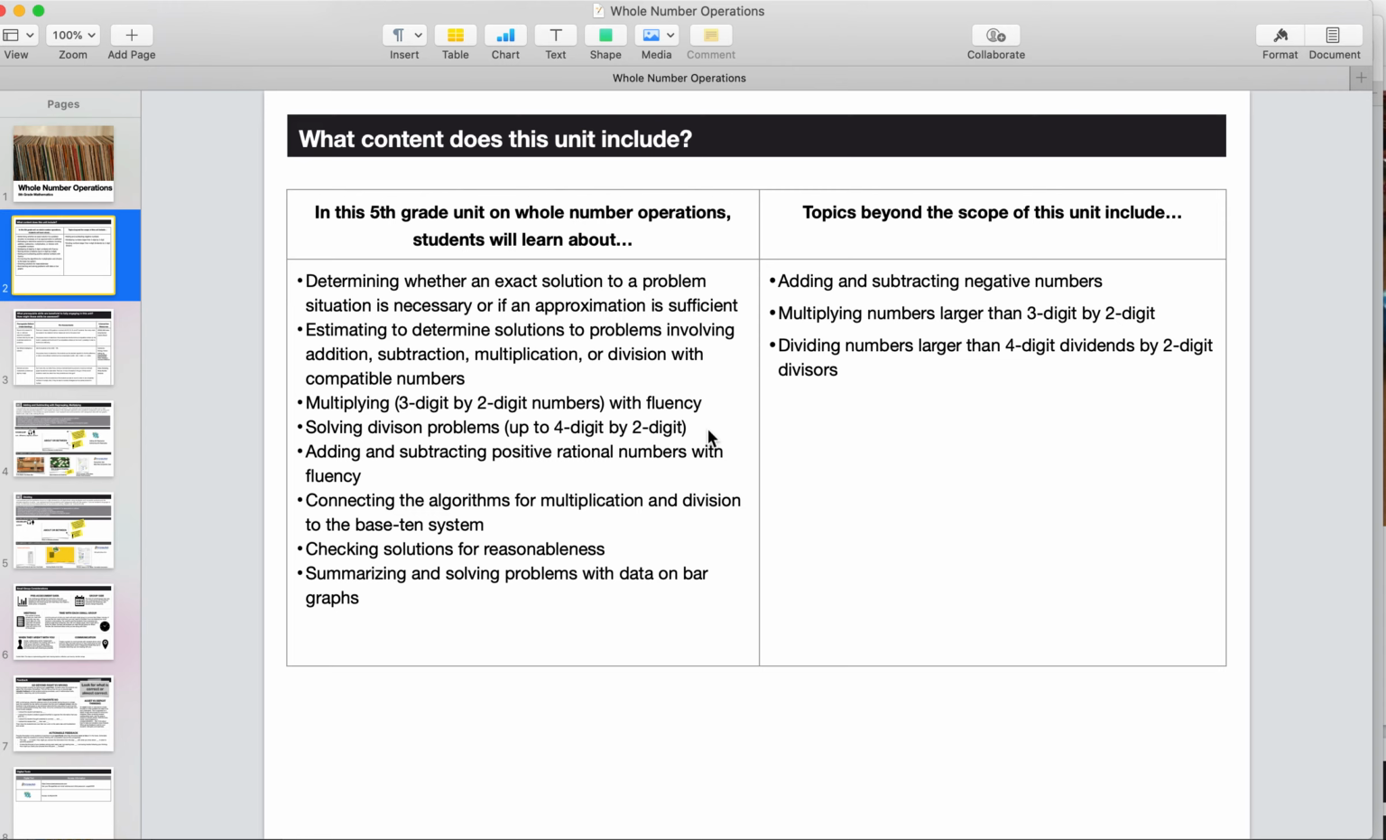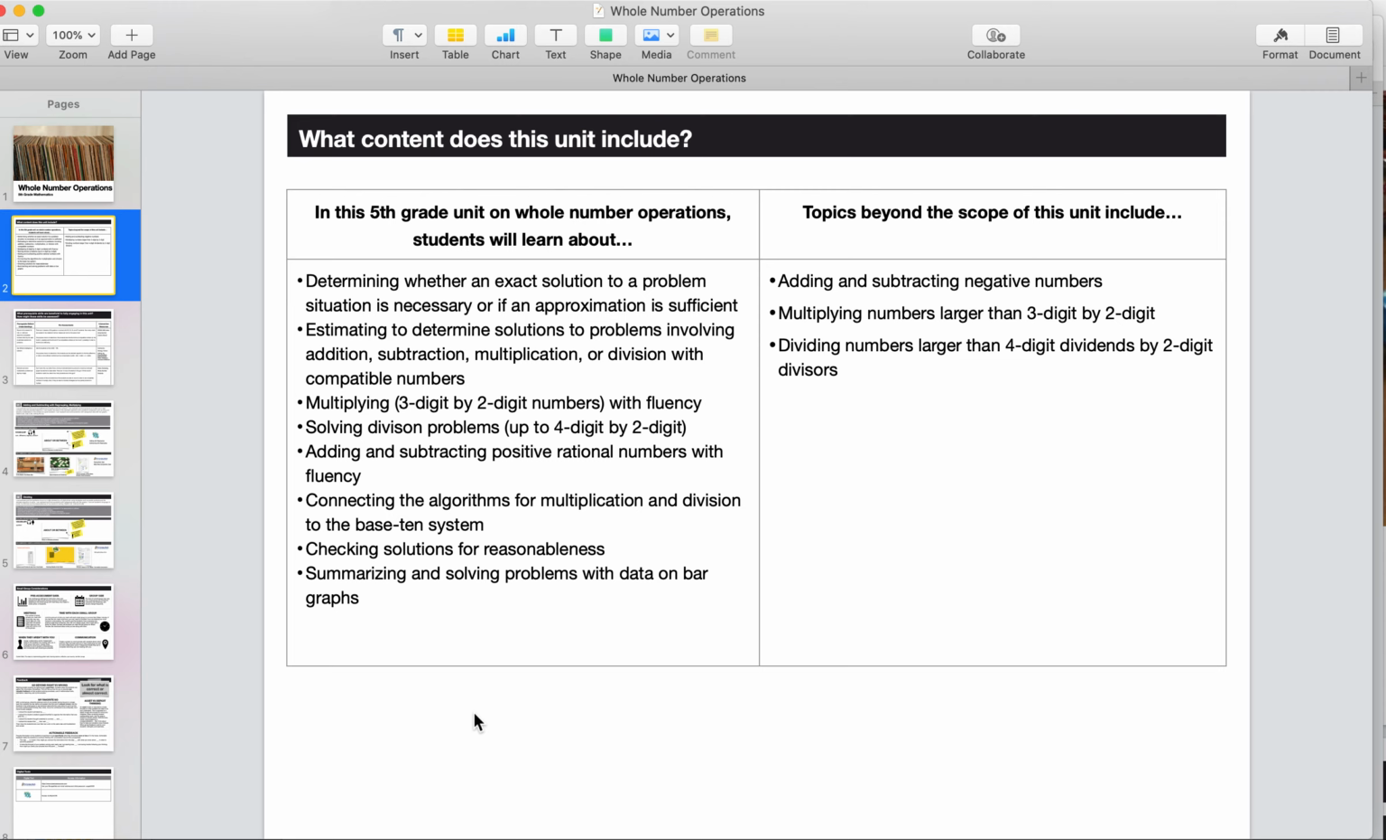On the left, you'll see a bulleted list of what the students will learn about in this unit. And then on the right is a list of topics beyond the scope. So back to the left, you'll see that our students will learn about determining whether an exact solution to a problem situation is necessary or if an approximation is sufficient. They'll learn to estimate to determine solutions to problems involving addition, subtraction, multiplication, or division.